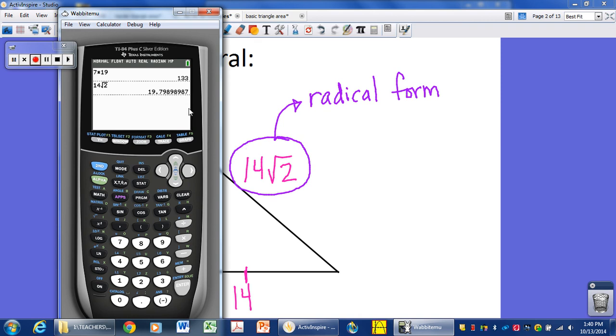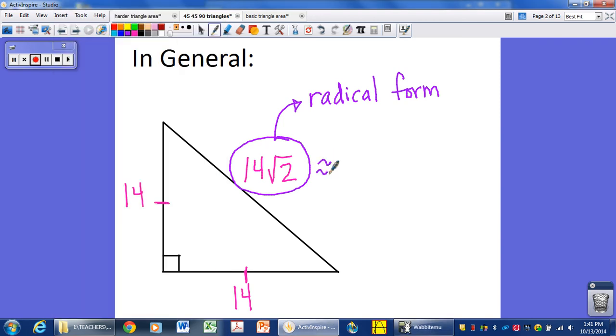If we were going to go to the store, it's hard to buy something with 14 square roots of 2 amount of money because we don't really know how much that is. So that is approximately 19.799 if we round to 3 decimal places. Okay, this is a more usable number.